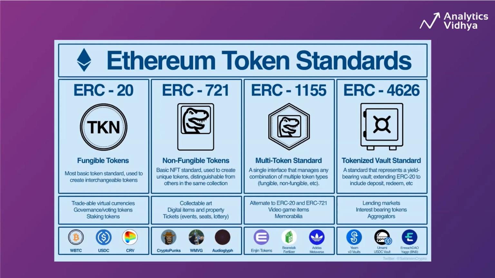So ERC20 is for the fungible tokens, the crypto tokens. ERC 721 is non-fungible. You are all aware of NFTs and all that stuff, so these are all covered by ERC 721. ERC 1155 is a combination of ERC20 and 721. Let's talk about that one and what it's all about.